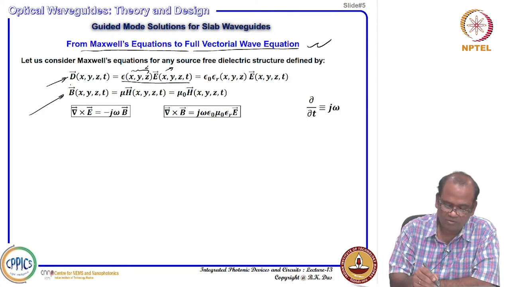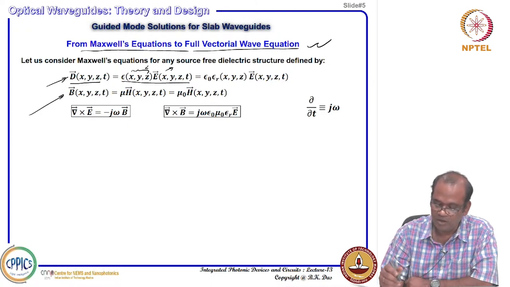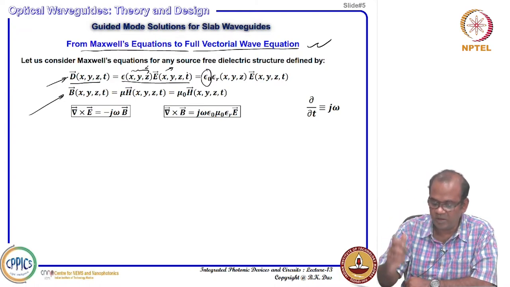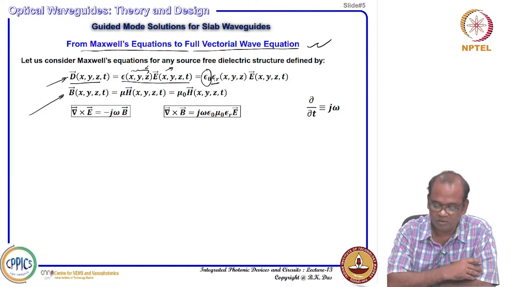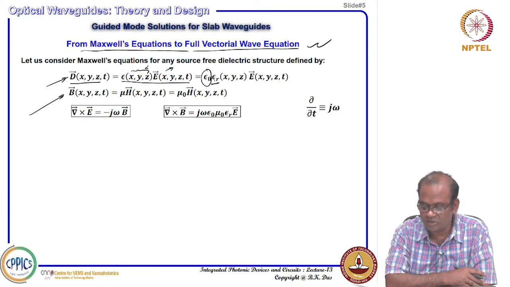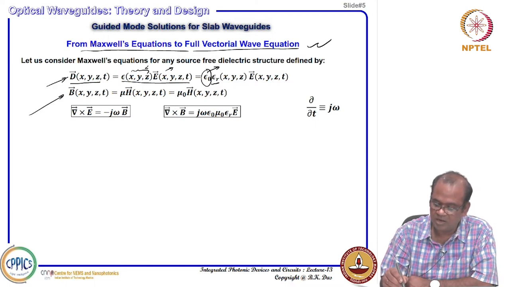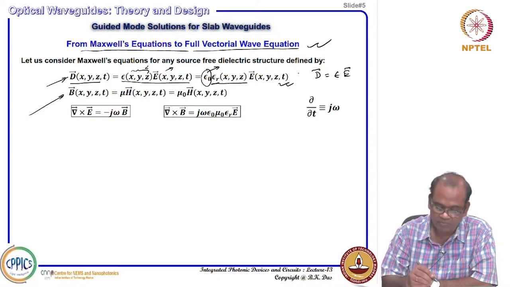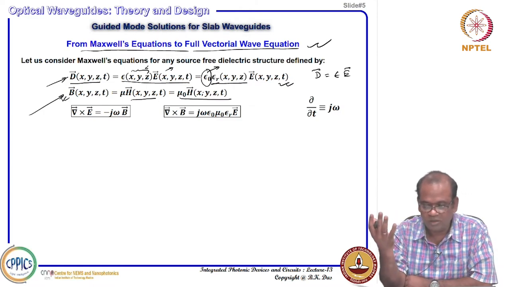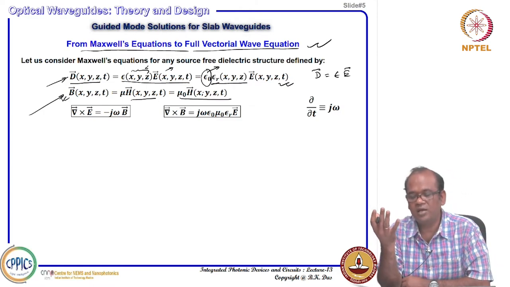When E is x, y, z, t, D is also x, y, z, t. That's it, nothing else. If we consider epsilon 0 as the constant permittivity of free space, then the permittivity of the medium relative to free space is scaled by epsilon r, called the relative permittivity or dielectric constant, and you can assign epsilon r as space dependent. So we write D equals epsilon E, and similarly B equals mu 0 H, because most of the optical waveguide dielectric media we consider are non-magnetic.